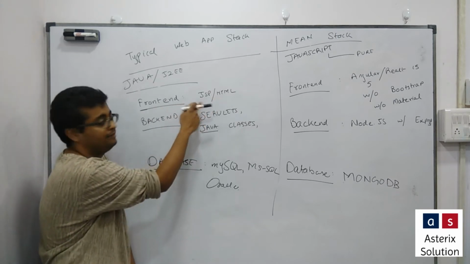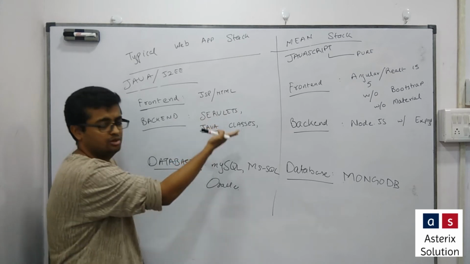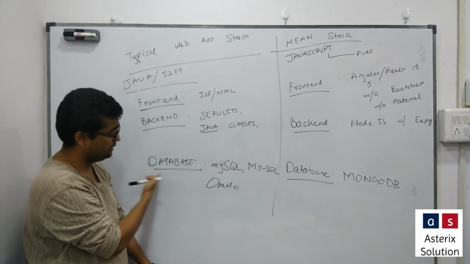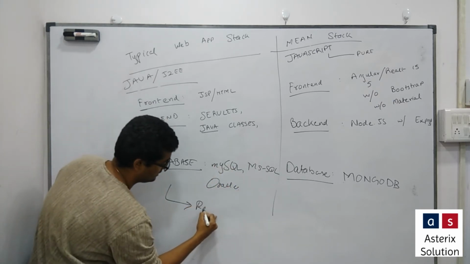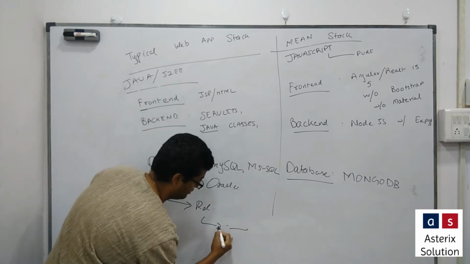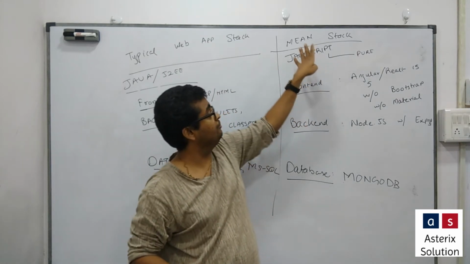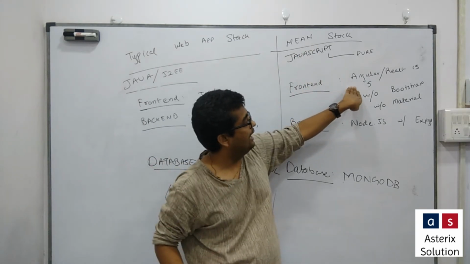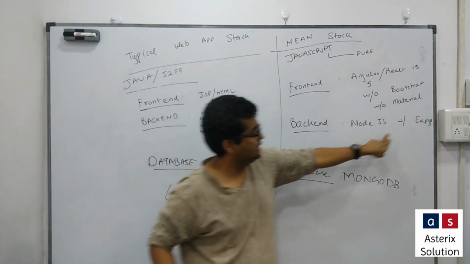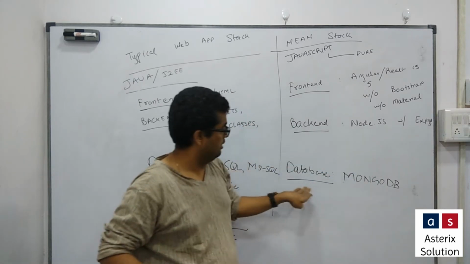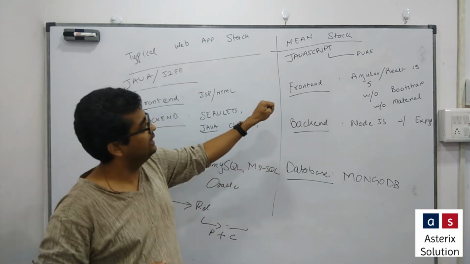In a Java J2EE application, the front end will be either JSP or HTML, the back end will use servlets or Spring classes or Java classes, and the database will be MySQL, MS SQL, or some relational database. When I say relational, data is linked, like parent and child. On the MeanStack side, the front end will be made in Angular or React, the back end will be completely on Node.js using Express, which basically is your MVC, and the database will be MongoDB. Everything here is dealing in JavaScript.